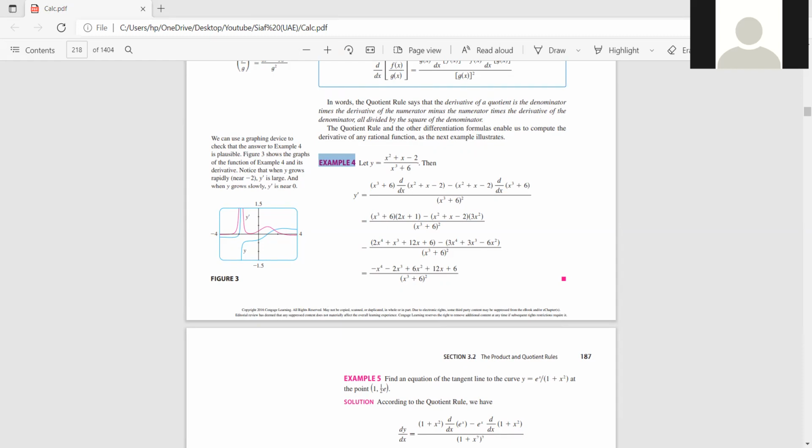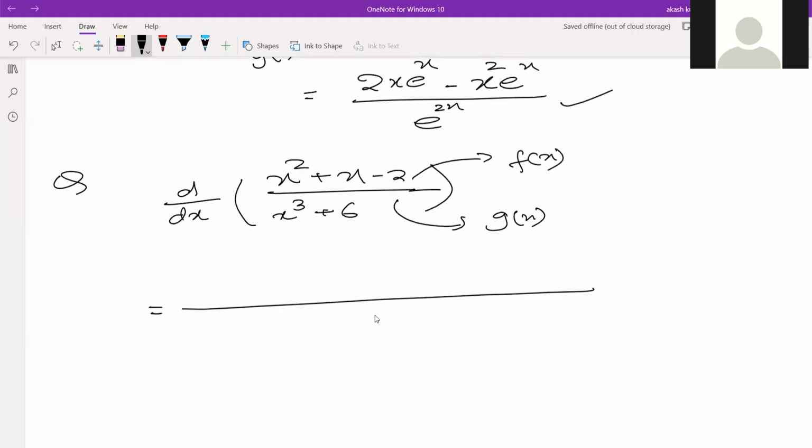Now, I'm not seeing the other screen. I'm still seeing the book. Oh, wait. Let me share it again. Can you see it now?